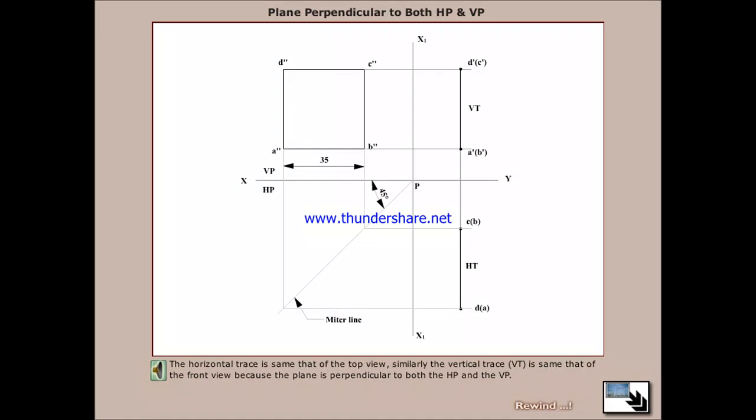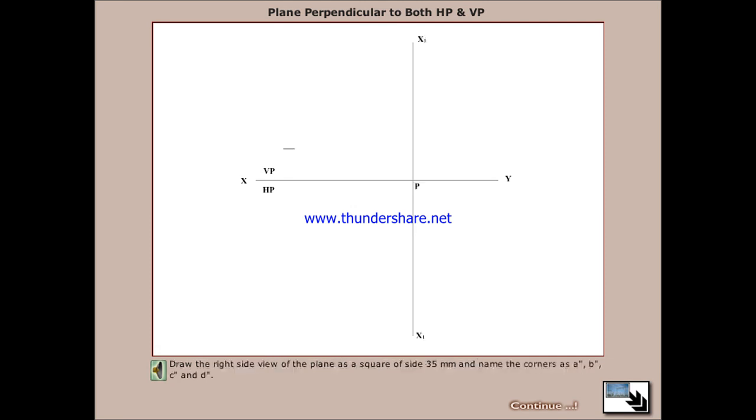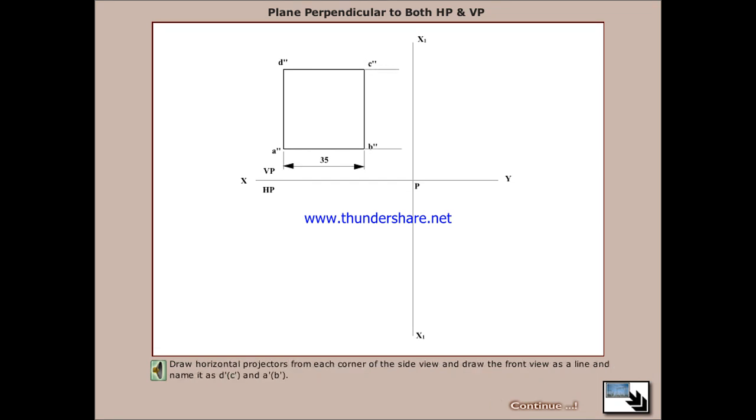Now once again. Draw the line XY and X1 perpendicular to each other, intersecting at P as shown in figure. Draw the right side view of the plane as a square of side 35 mm and name the corners as A double dash, B double dash, C double dash and D double dash. Draw horizontal projectors from each corner of the side view and draw the front view as a line and name it as D dash, C dash and A dash, B dash.